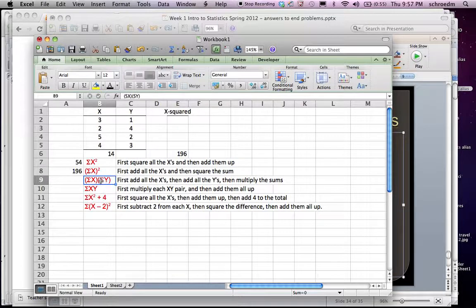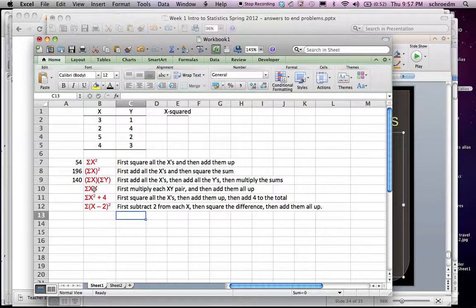Now in this next one, first I'm going to sum all my x's, then I'm going to sum all my y's, then I'm going to multiply them together. Okay, so I already have this one summed up. If I add 1 plus 4 plus 2 plus 3, I get 10, right? And then I'm going to multiply the sum of all my x's times the sum of all my y's. So this times this gives me 140. Hopefully that makes sense so far.